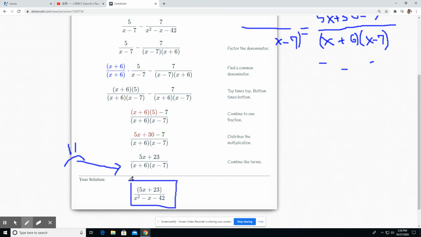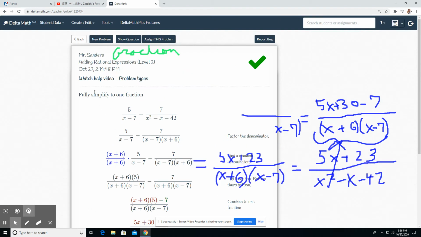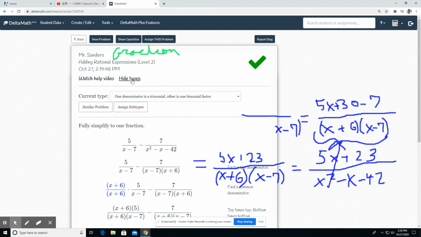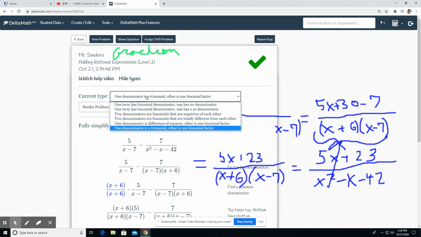Mine was fully simplified. But like I said, a lot of times they'll let you keep that factored form. That's common, but it should be fully simplified if that's what they ask for. But I'll give them a pass this time. All right, let's go ahead and see what's next, see what the different problem types are. One denominator, they got all different kinds here.